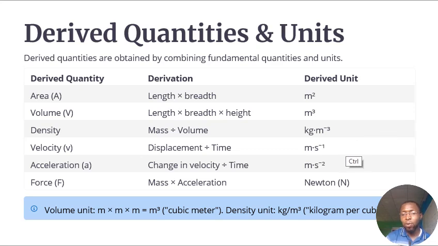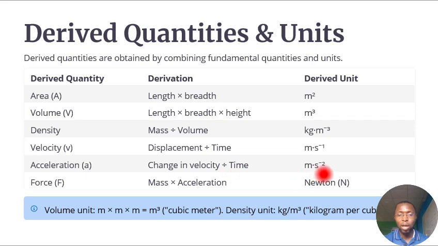All right. Now let's look at another one. The next derived quantity is the velocity. The velocity, by formula, is displacement divided by time, right? Displacement over time. Displacement is measured in meters, time is measured in seconds. So by unit, it will be meter per second, or meter second to the power minus 1. All right. Then the next one is acceleration. The acceleration formula is change in velocity over time.